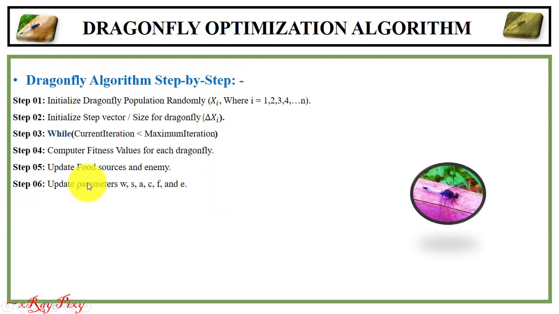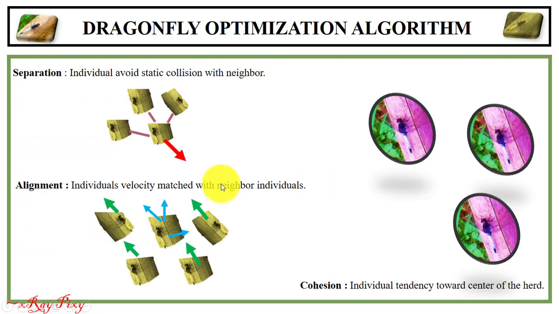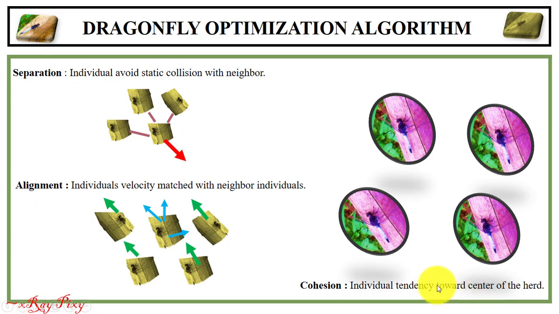Next step is to update certain parameters like W, S, A, C, F, E. Now what is this? Here W is the inertia weight, S is the separation weight, A is the alignment weight, F is the food attraction weight, and E is the enemy distraction weight. Here we have three important principles followed by swarm behavior, that is separation, alignment, and cohesion. Here you can see this one is for separation, this one is for alignment, this one is for cohesion.